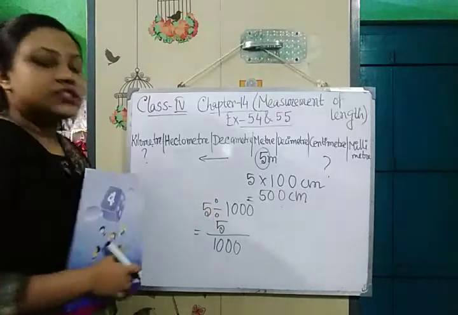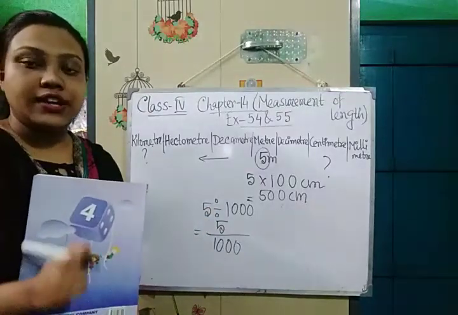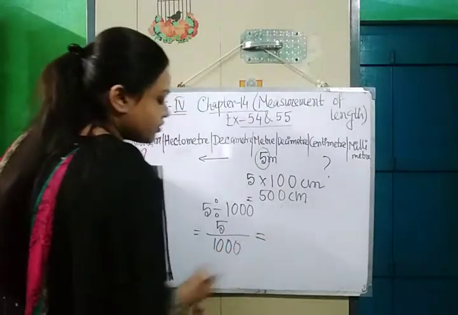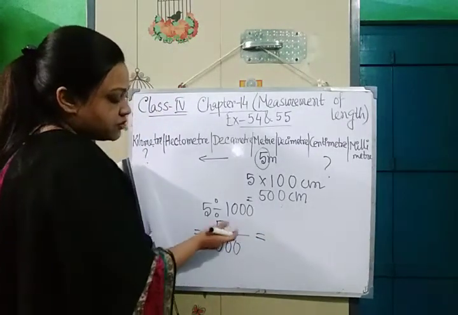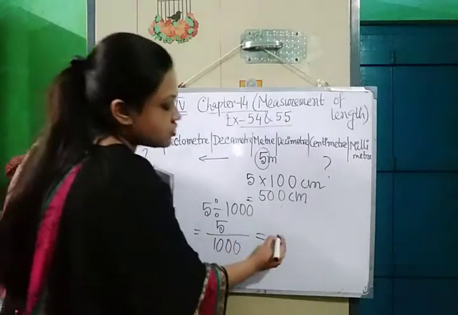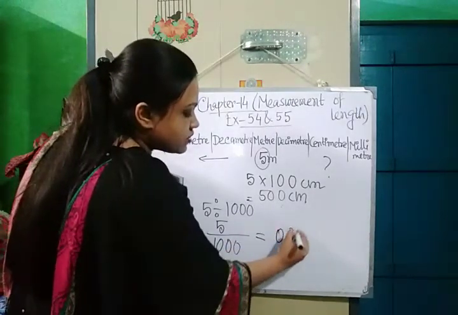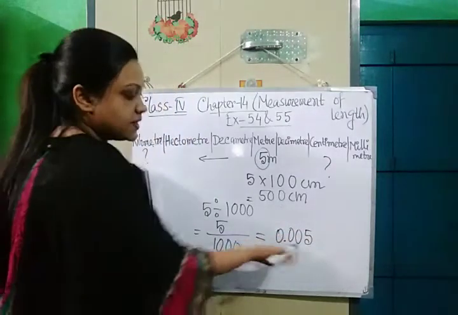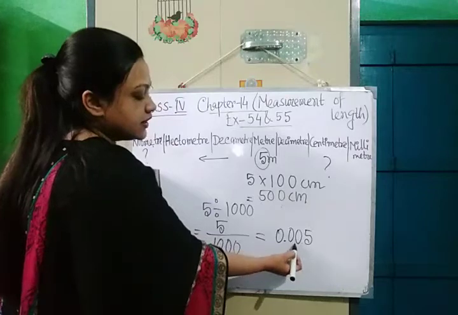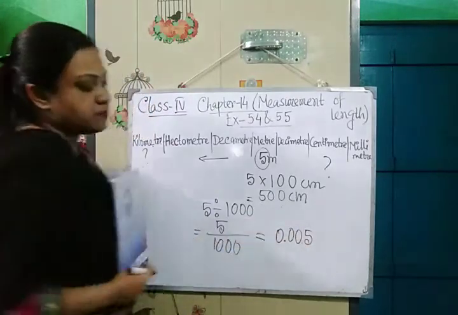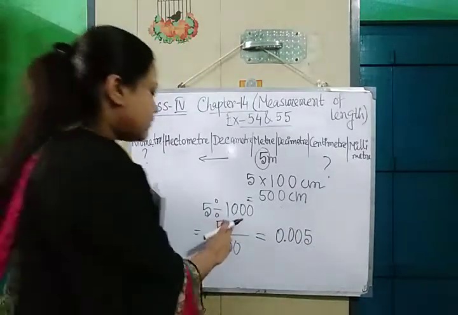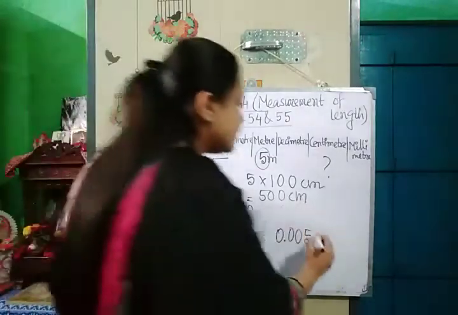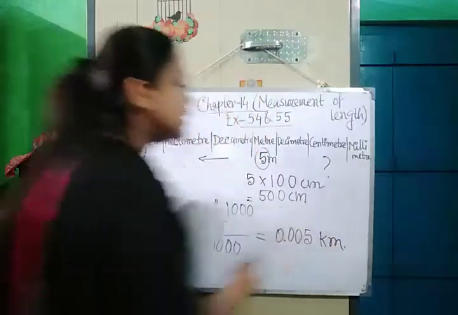Now we can find out the decimal form of 5 divided by 100. 5 divided by 1000. What will be the decimal form? So the point will move to the left 3 places. So it will be 0.005. See, from the right to the left we will move 3 places. So it will come 1, then 2, 3. 2 zeros we will put before 5. So 5 divided by 1000 will be 0.005, and then the unit will be kilometer.